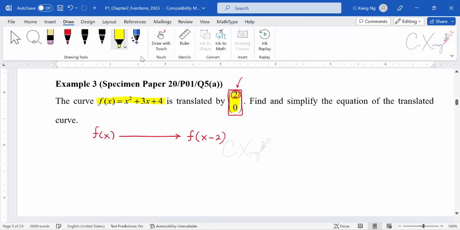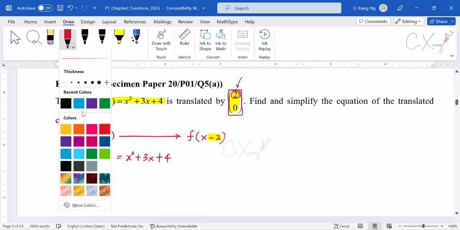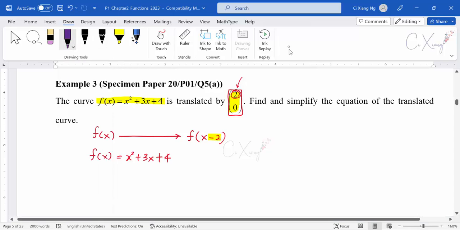Okay, so please take note that it is not positive 2, but it should be x minus 2 when you want to write it and put it inside the basic function. So my original function is f(x), where the formula is x squared plus 3x plus 4. And now I want to find out the translated curve, where it should be f(x minus 2). So how can we simplify it?